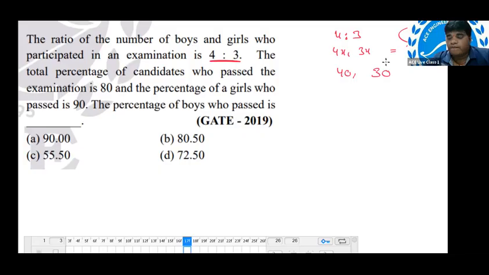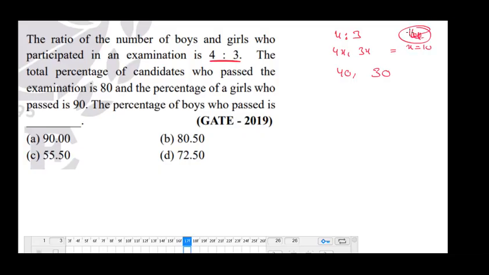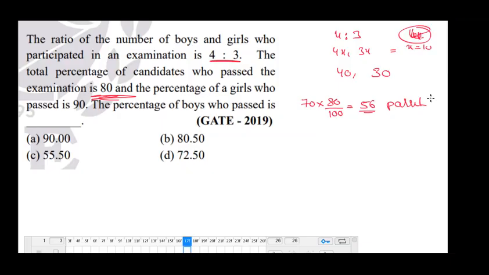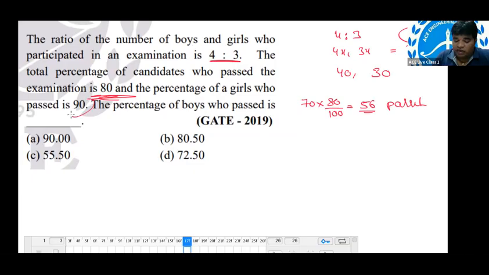The total percentage of candidates who passed the examination is 80. Total 70 members, so out of the 70, 80% passed. 80% passed means 56 members passed. Next, the percentage of girls who passed is 90. Girls are 30, and 90% passed means 27 girls passed. Overall, the passing students, how many?